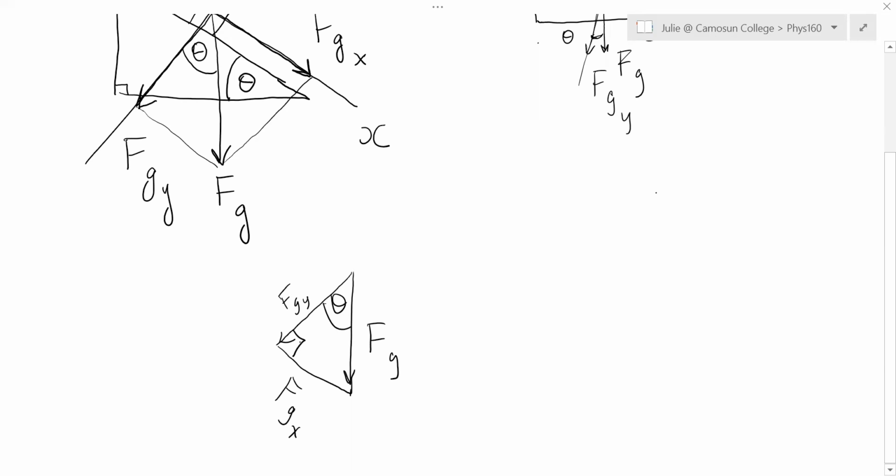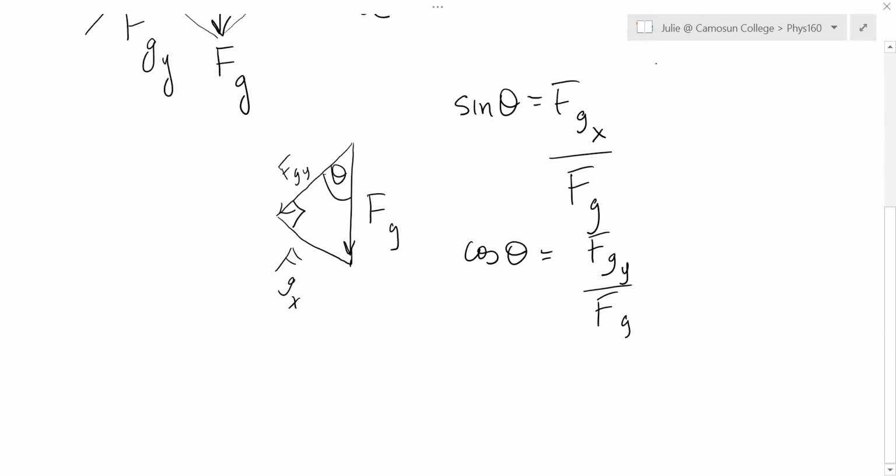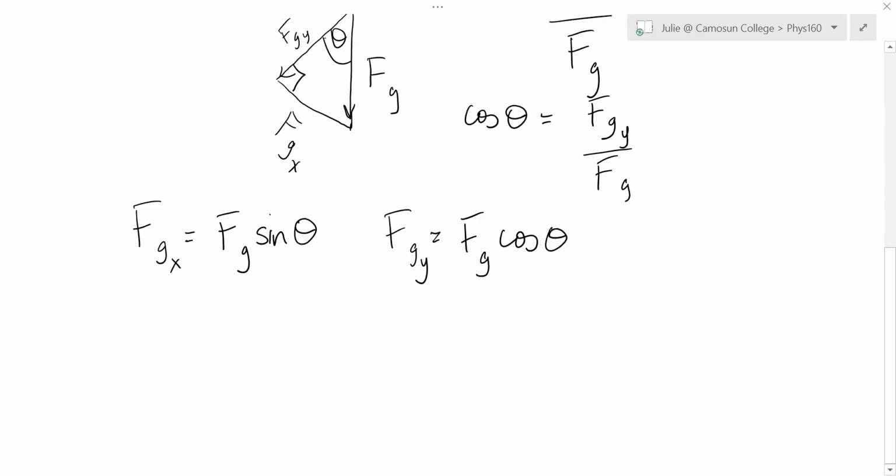So now let's do our sine, cosine, tangent. The sine of that angle is the opposite side, FGX, over the hypotenuse, FG. And the cosine of that angle is FGY, the adjacent side, over FG. So this is how you get that FGX goes with the sine of the angle, and FGY goes with the cosine. Now, you absolutely have to memorize that or figure it out every single time.